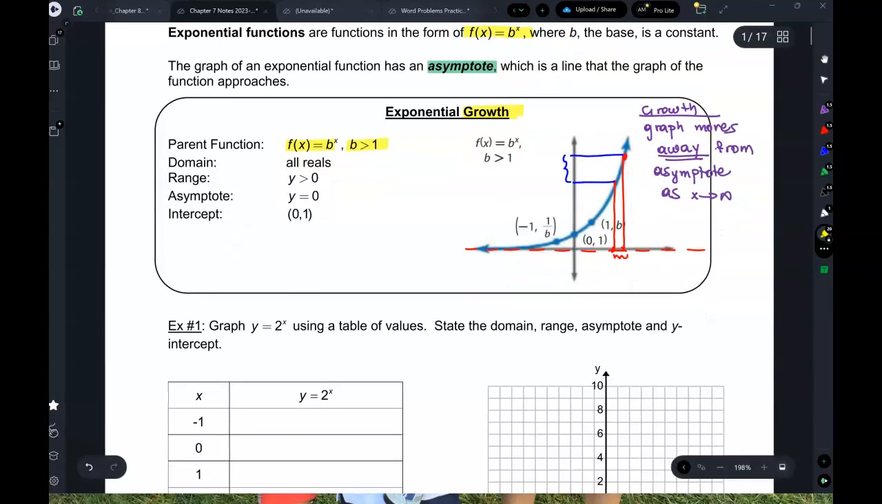Okay, here's what you absolutely need to memorize for exponential functions. The domain is always all real numbers.